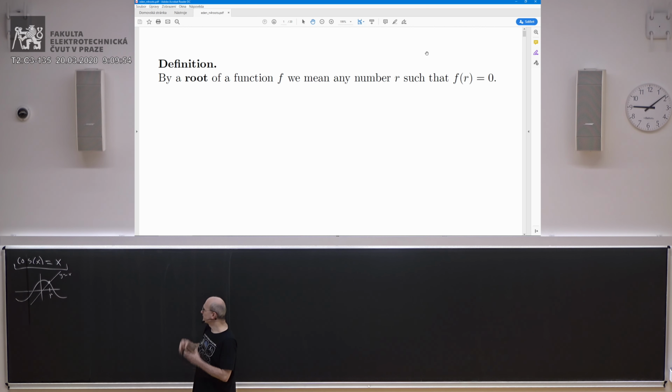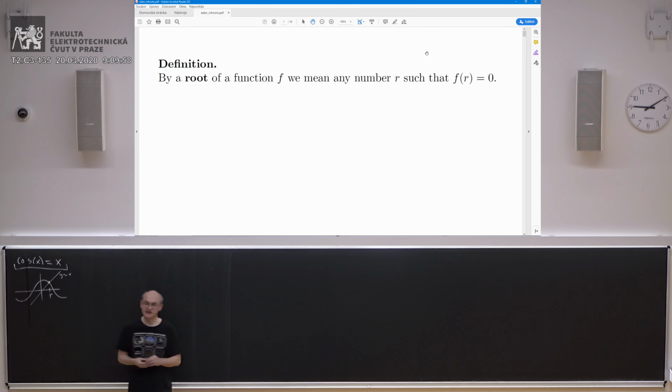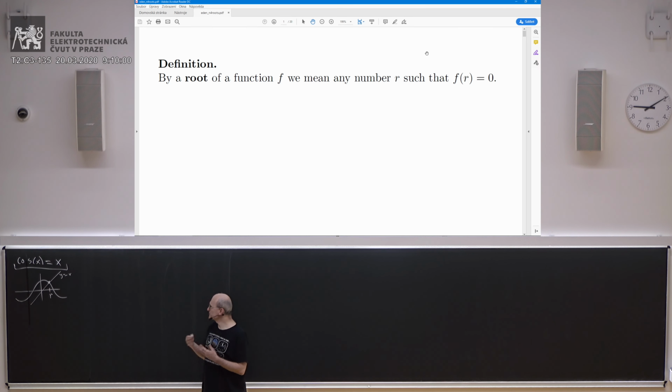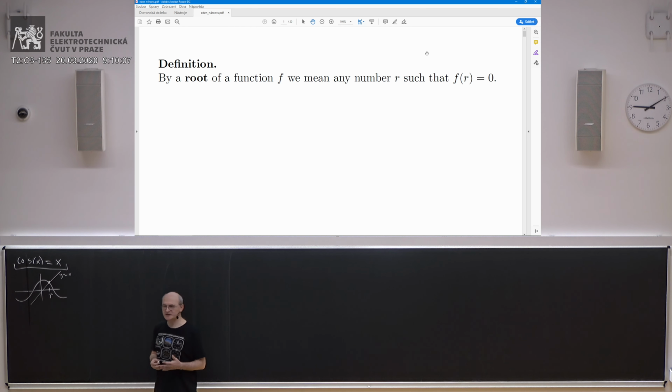So from the theoretical mathematics point of view, this root is unreachable, but we need to know it sometimes in practice. I mean, there are many algebraic equations which are very useful in applications. So how do we get this root? Well, we have to turn to numerical analysis for some approximation.